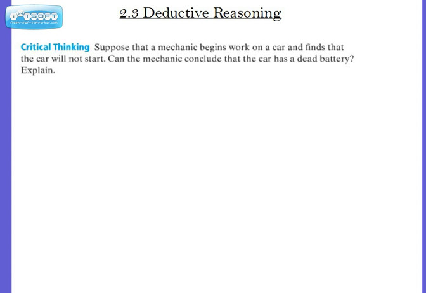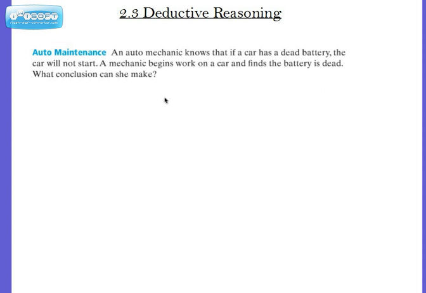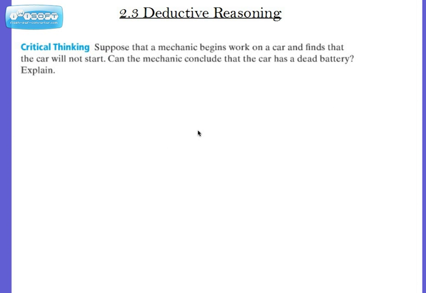And the difference between these is that the mechanic in this first one knows that if the car has a dead battery, the car won't start. And he works on the car and knows that the battery is dead. We know that first part. We know the battery is dead, and that means that the car will not start. We can't necessarily go the other way around on this. He finds the car can't start. That doesn't mean that the battery is not working. So there could be other things that are wrong with the car.